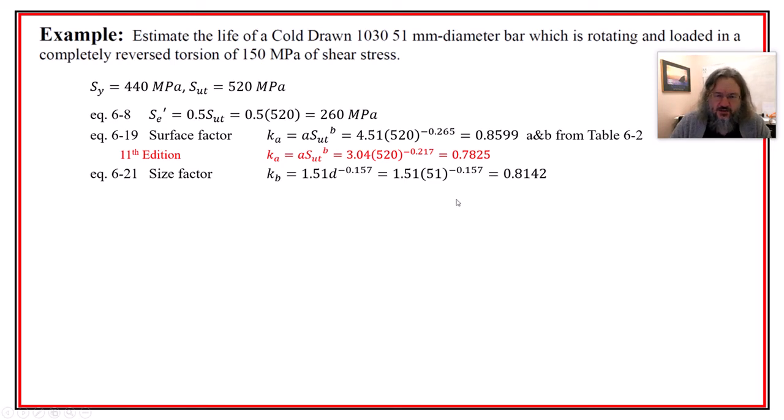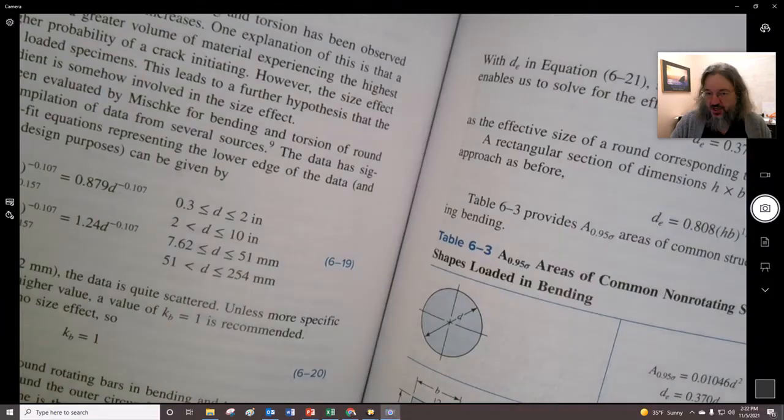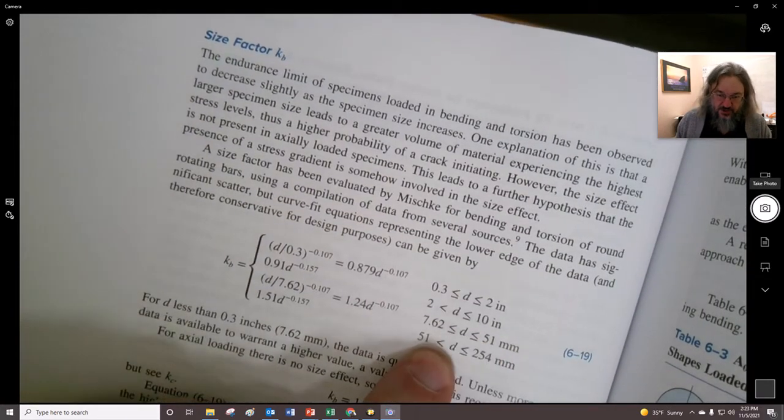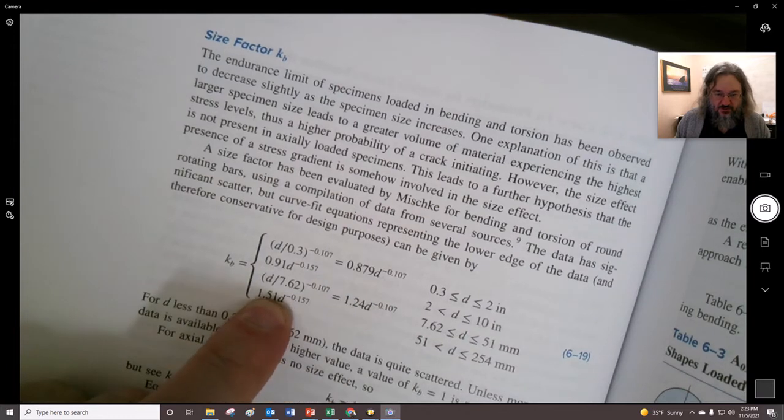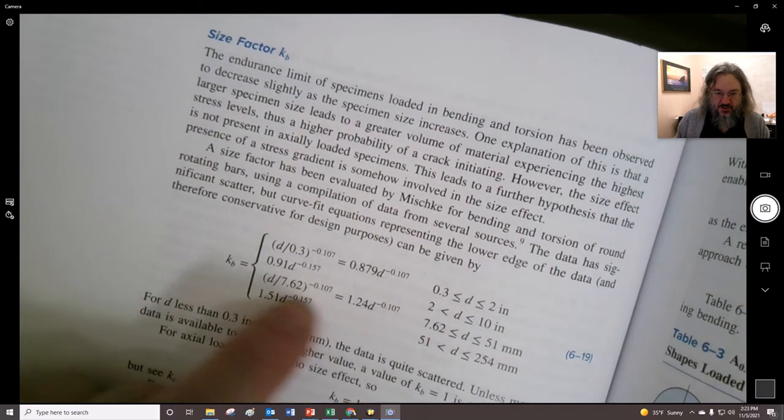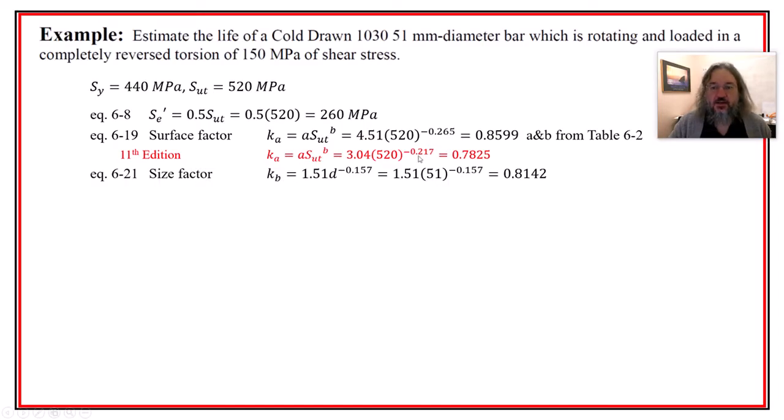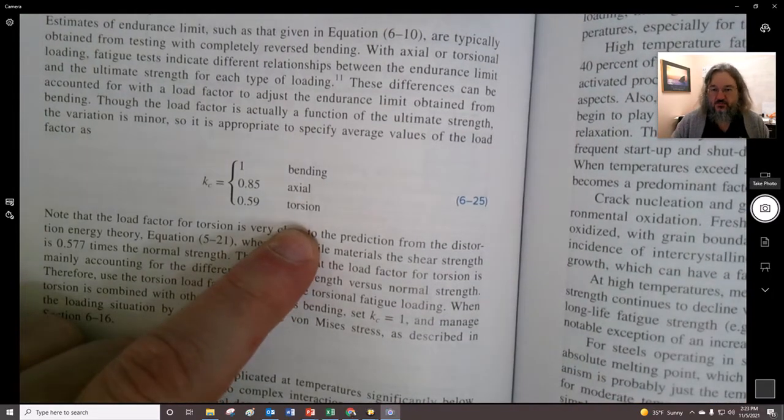So the size factor right there for 51 millimeters, which in the table right here, we'll note is really the transition. So you could use either one of these equations right there. They should be right at 51. These should be the identical number. So we get 0.8142, and the loading factor should be 0.59, because this is in torsion right there. Okay.